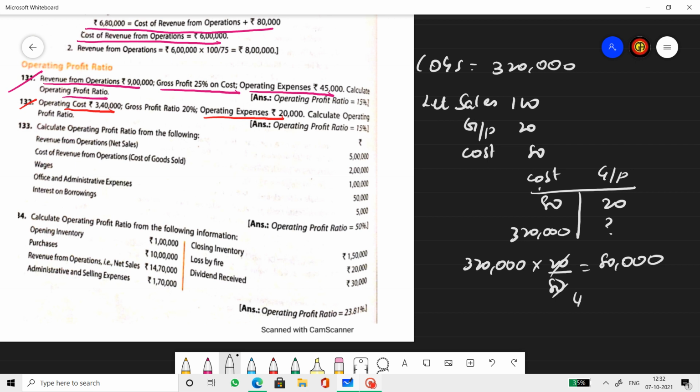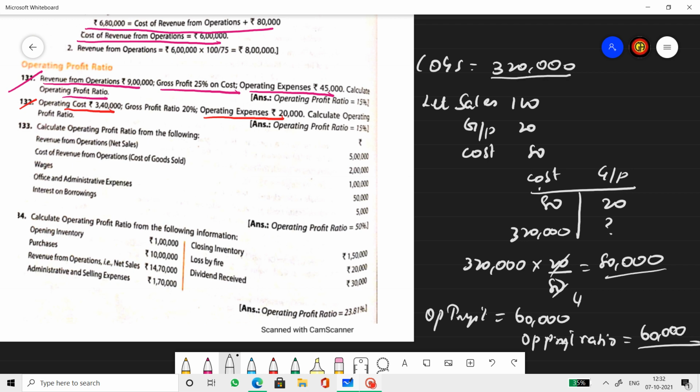So we found gross profit. Gross profit minus operating expenses is operating profit. So operating profit equals 80,000 minus 20,000, 60,000. So operating profit ratio will be 60,000 divided by sales. Did we find sales? No, we didn't find sales, but we can definitely find it, because it's 3,20,000 cost of goods sold, profit is 80, so sales will be 4 lakh, isn't it? Into 100.